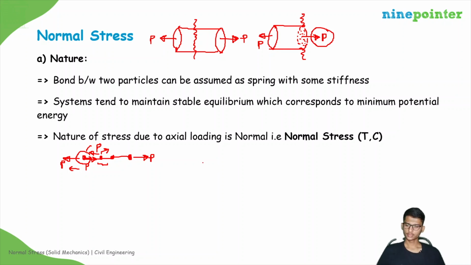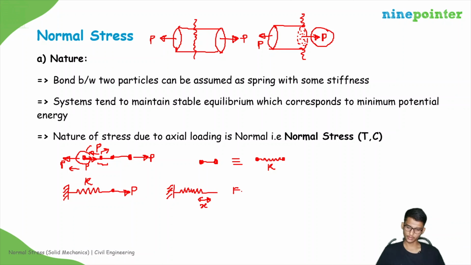You might have studied this in JEE: a bond can be treated as a spring with some stiffness K. If you apply a force P to a spring, it will try to resist. Suppose the change in length is x, then the spring force F equals Kx, which equals P. So it will create an equal and opposite force P.